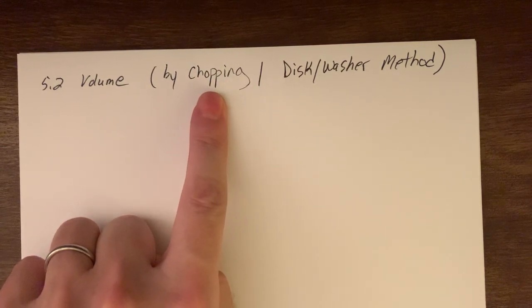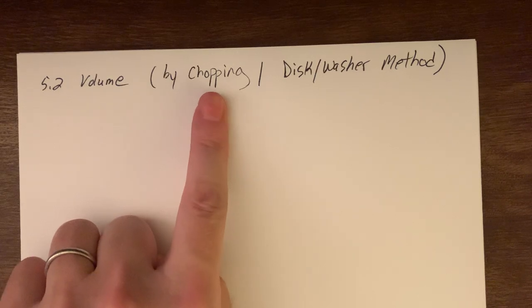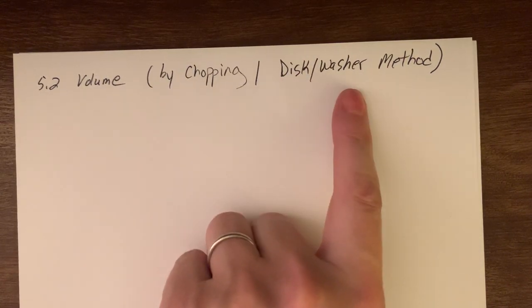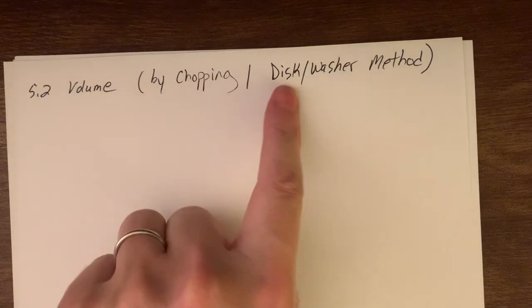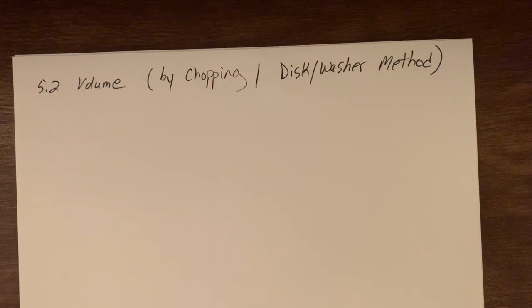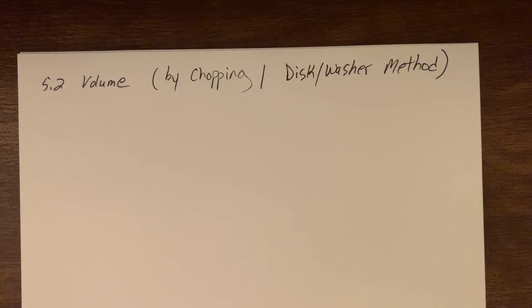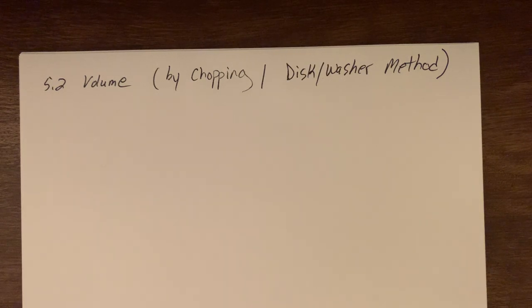This is my own term, this idea of chopping. But then this other term, the disc washer method, if we're chopping correctly, that's what we're going to be left with. We're going to be left with some sort of disc or some sort of a washer, and we have nice volume formulas for those. I'll go over them, and we could use those, cutting them up, breaking them up into smaller pieces to then find the total volume, and that is exactly what an integral does. Okay, but again, several steps before we get there.